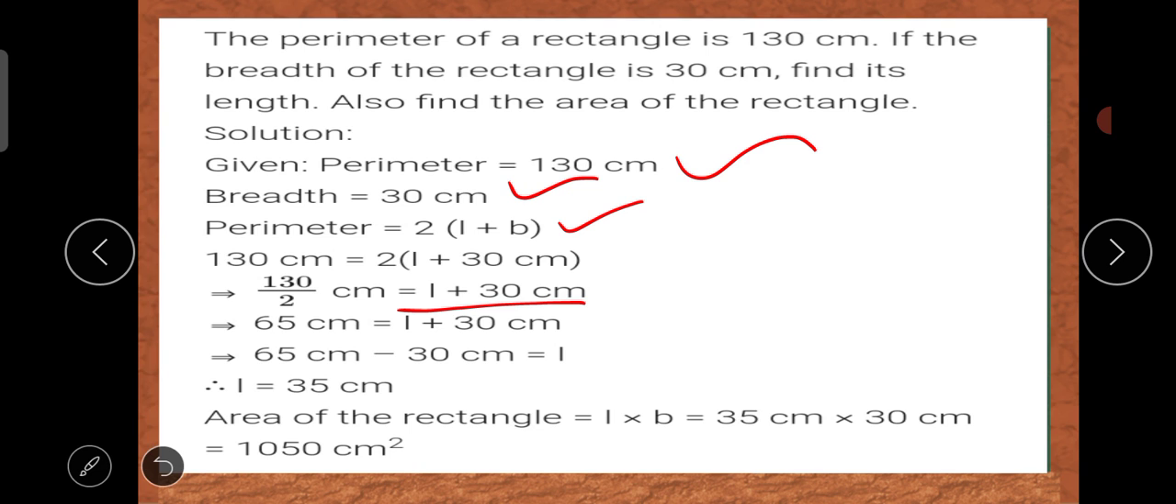So we will get what? Cancel this, we will get 65 centimeter, equals L plus 30. So when finding L, 65 is subtracted by 30, we will get 35 centimeter.